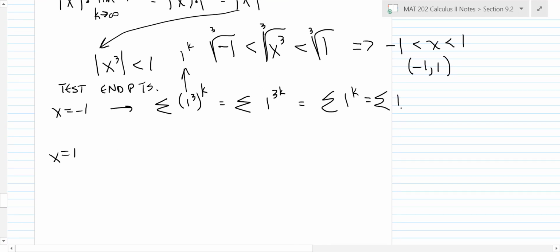Okay, does that diverge or converge? Diverge. How come? What is that series doing? It's doing 1 plus 1 plus 1 plus 1 forever. The terms are not going to 0. So that diverges, which means that you're going to have an open interval on the 1. Okay, you do the same thing for the other endpoint.